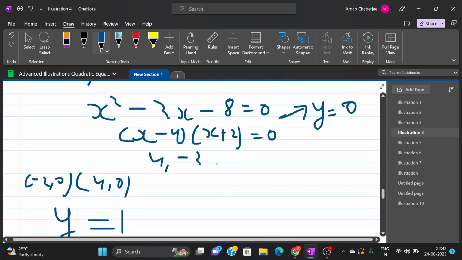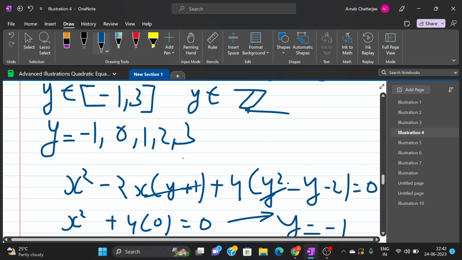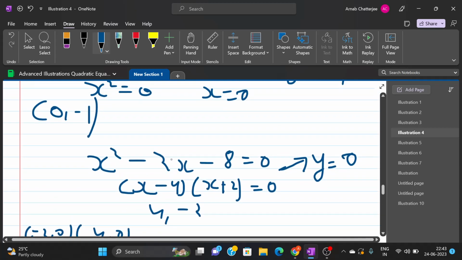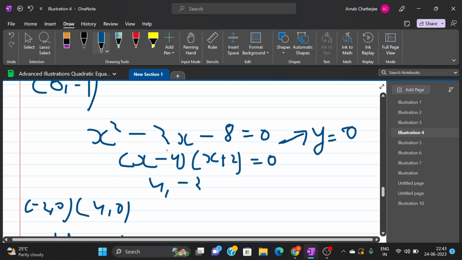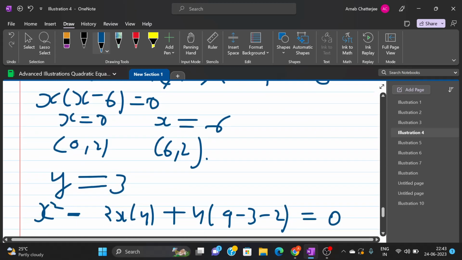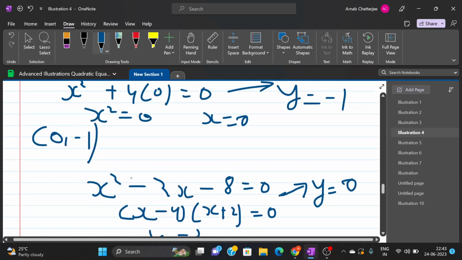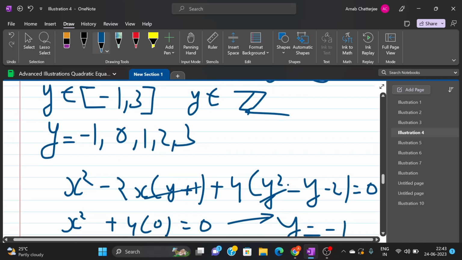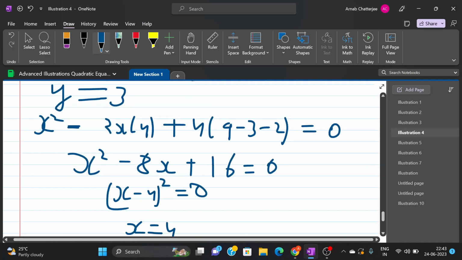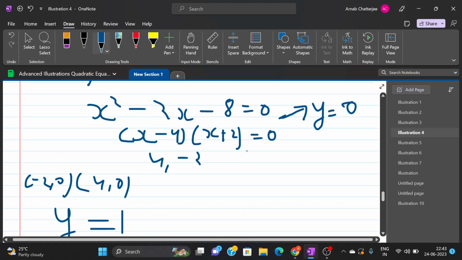Sorry, this was y equal to minus 1. Did we put y equal to 0? I guess we forgot that one. Y equal to 2, y equal to 1, this is y equal to minus 1. Now, if we forgot for 0, we will take that one also. So we have 0, minus 1 here. Let's put y equal to 0 also.